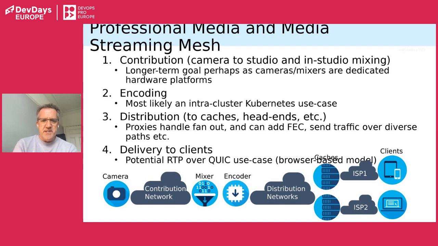From there, distribution to the different caches, head ends, etc. That feels, again, like something we can very easily address. One of the nice things with proxying is that the proxies that we build can handle fanning out the traffic to multiple destinations, but can also add things like forward error correction or send on diverse paths, etc. Finally, delivering to clients, I think that's going to be a challenge in the short term, at least, because my television is probably not getting an update anytime soon.